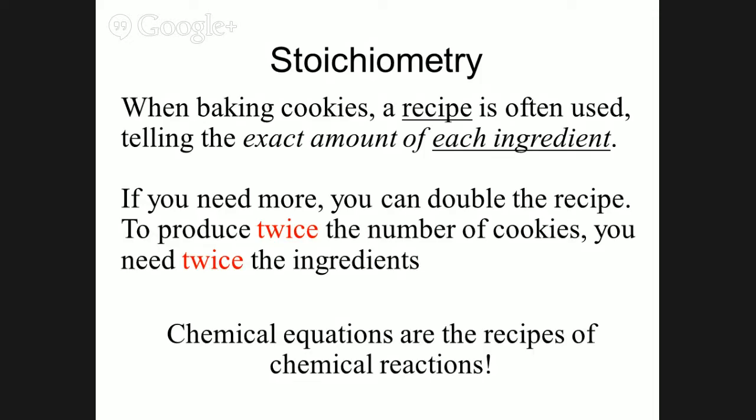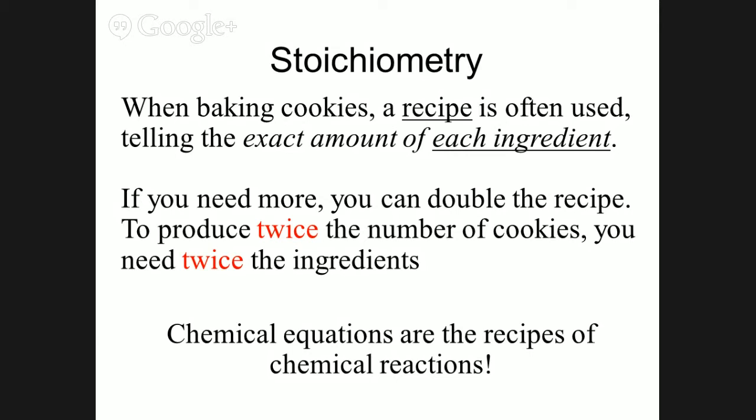We've been doing mole problems as really the first step of what is called stoichiometry. When you're baking cookies or cake or some other item, a recipe is often used, telling you the exact amounts for each ingredient and, of course, how much it is that you would like to make. If you need to make more, for instance, double the recipe, make twice the cookies, then you need twice the ingredients. In other words, there's kind of a ratio between what you need and how much you want to make.